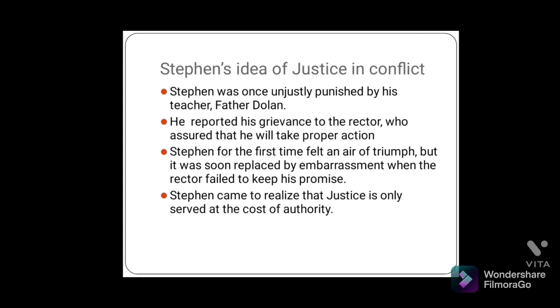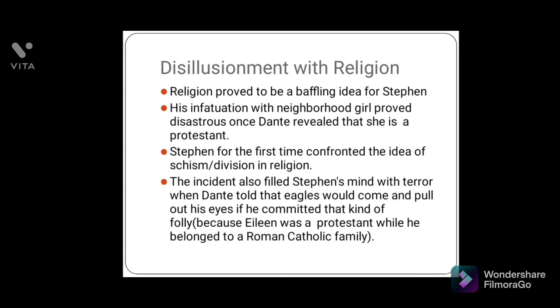So Stephen's idea of justice comes in conflict. Stephen was once unjustly punished by his teacher, Father Dolan. He reported his grievance to the rector, who assured him that he would take proper action. Stephen for the first time felt an air of triumph, but it was soon replaced by embarrassment when the rector failed to keep his promise. Stephen came to realize that justice is only served at the cost of authority. So here in his early childhood itself, he understands how justice comes in conflict with power.